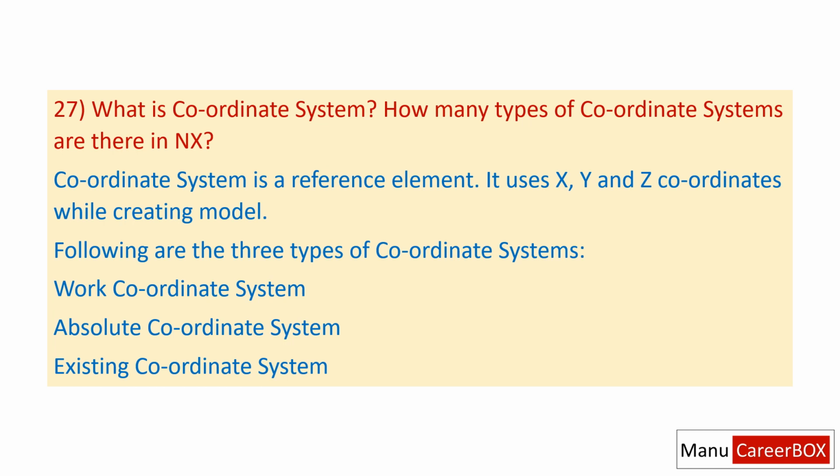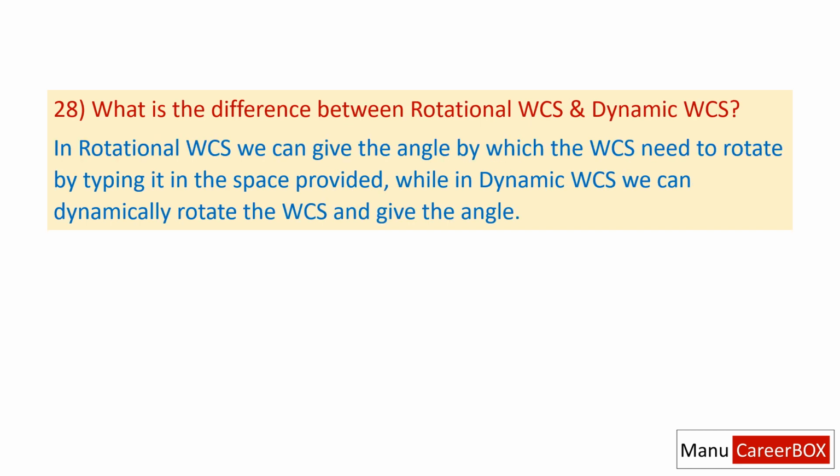27. What is coordinate system? How many types of coordinate systems are there in NX? Coordinate system is a reference element. It uses X, Y and Z coordinates while creating model. Following are the 3 types of coordinate systems: work coordinate system, absolute coordinate system, existing coordinate system.